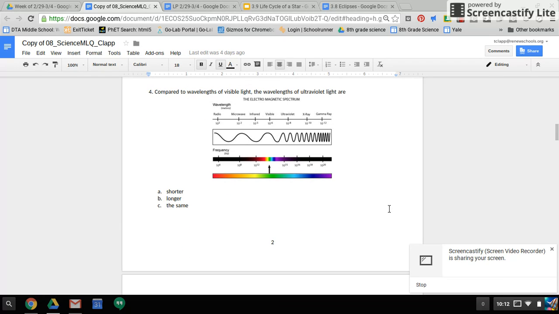4. Compared to wavelengths of visible light, the wavelengths of ultraviolet light are A. Shorter. B. Longer. C. The same.